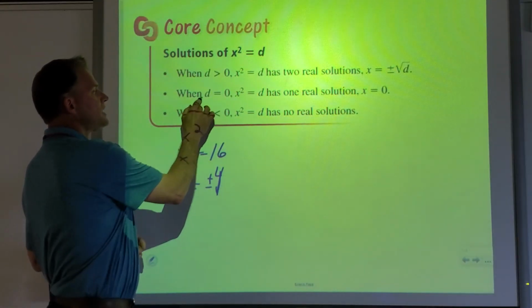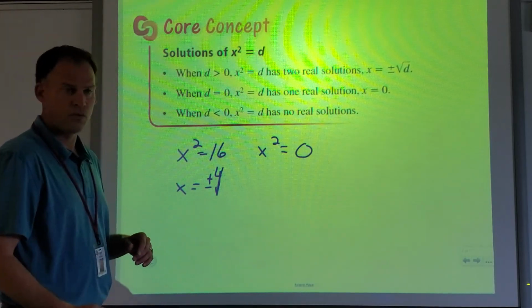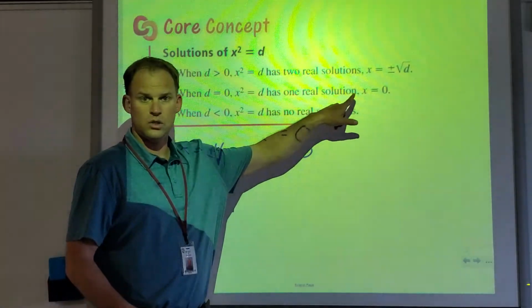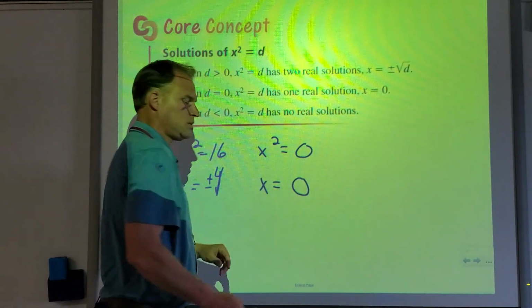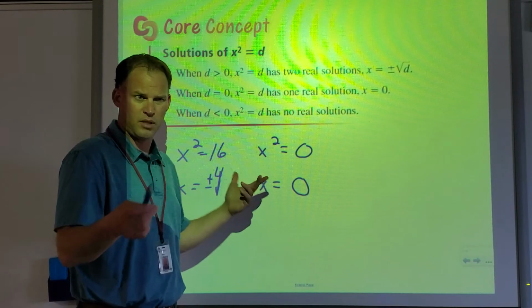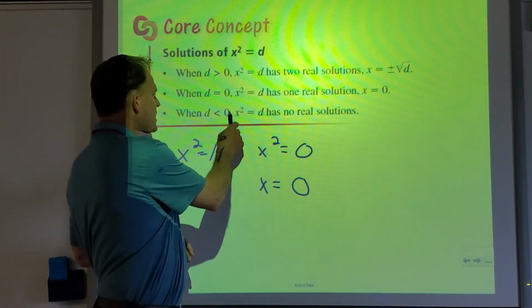Okay? If d equals 0, so if we have x squared equals 0, well then it has one solution. It is 0. Technically you do the plus minus thing, but plus and minus 0 doesn't have a positive and negative. It's neutral, it's 0. So there's one here. And then there's this.